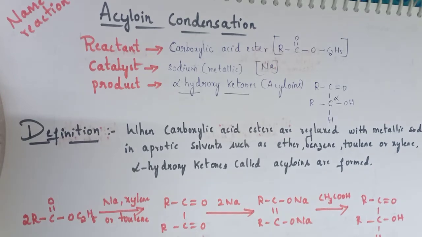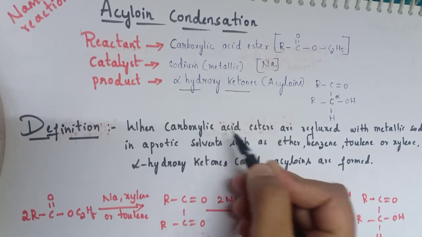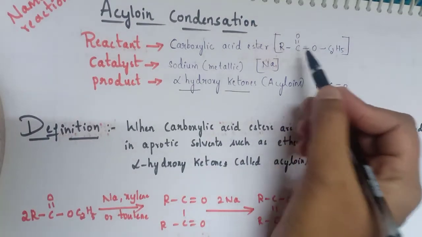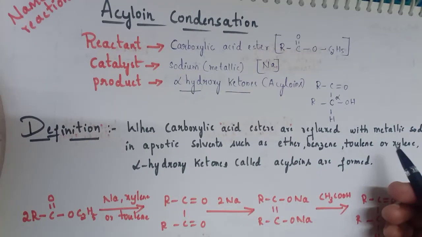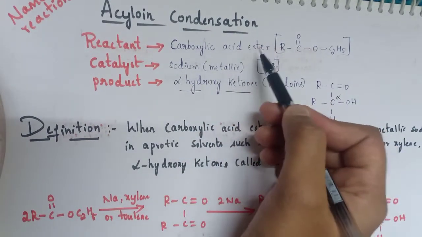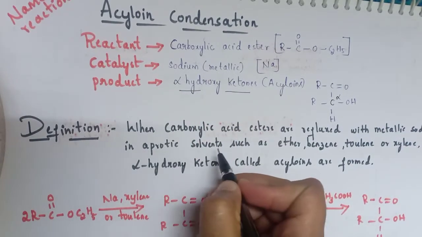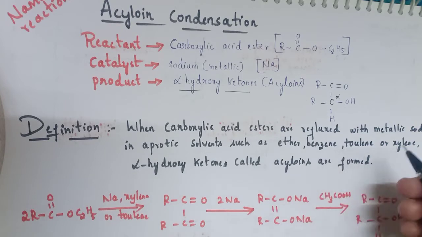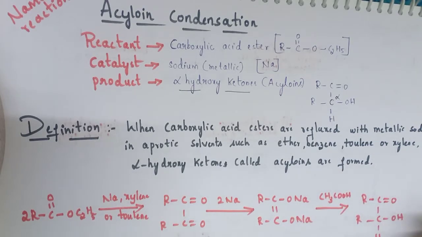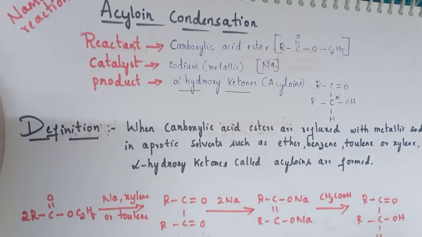So let's study the definition very clearly. When a carboxylic acid ester is refluxed with metallic sodium in aprotic solvents such as ether, benzene, toluene and xylene, we will get alpha hydroxy ketones, which are also called acyloins. So it is Acyloin condensation.